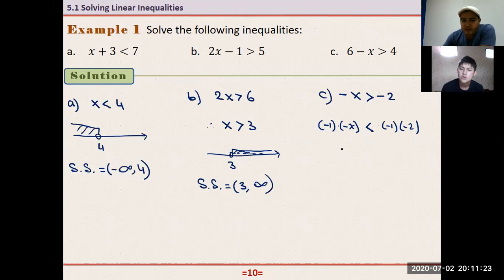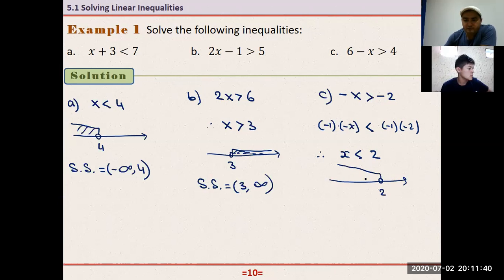Negative 1 times negative x, it is x. Negative 1 times negative 2, it is 2. That is a solution. All the numbers less than 2 will be the solution to this inequality. Or, on the number line, here we have 2, right? To the left, here we just draw this nicely and shade it.